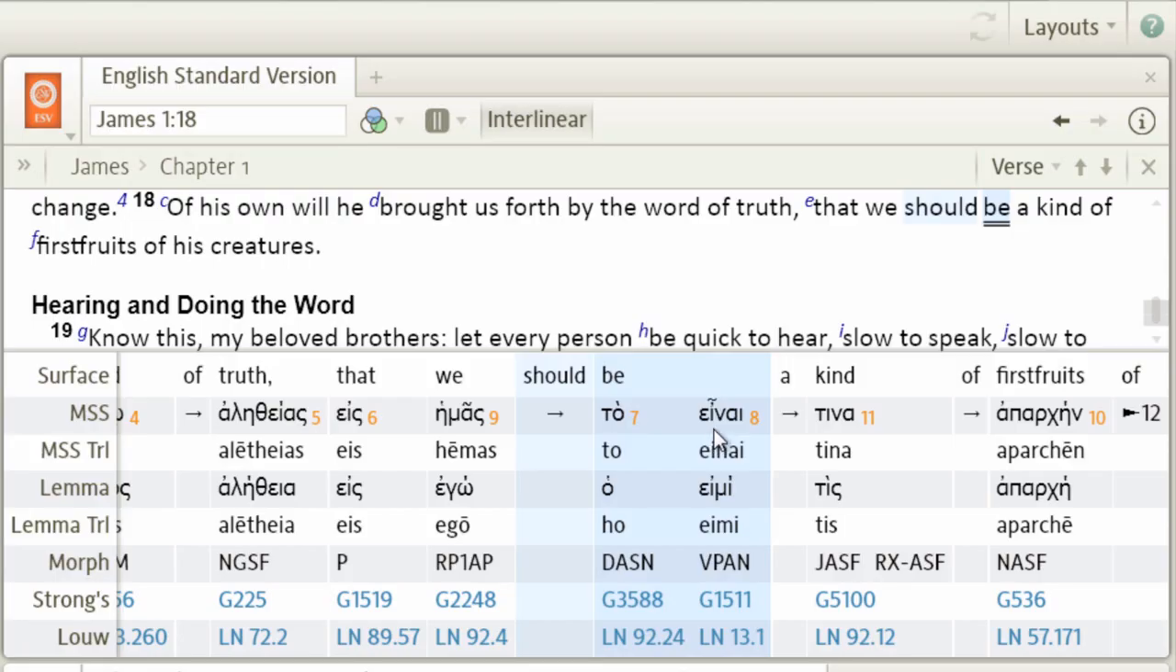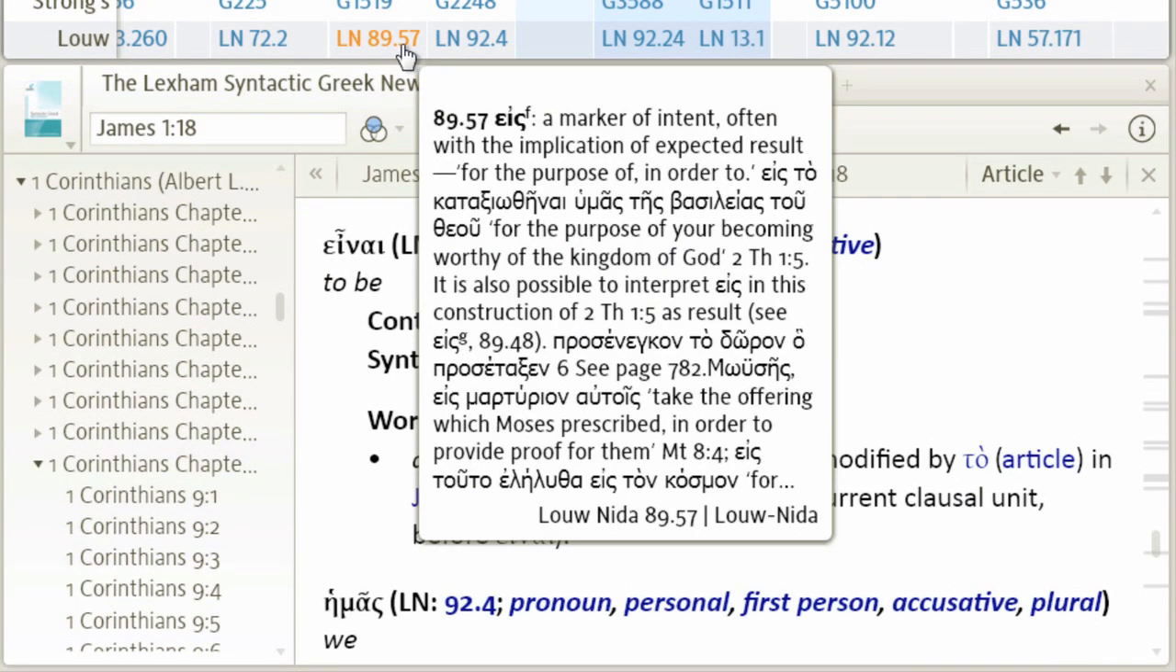Now, as I pointed out in other videos, when you have a preposition included in the construction, you can look below at the Louw-Nida number to get further explanation on its function. Here we have a marker of intent, often with the implication of expected result. And here you have the translation for the purpose of or in order to. Now, in reading this, you might be a little confused as to what the difference is between purpose and result. And if you were to look in the expansions and annotations resource, you'd see that sometimes a word is labeled either infinitive of result or infinitive of purpose.